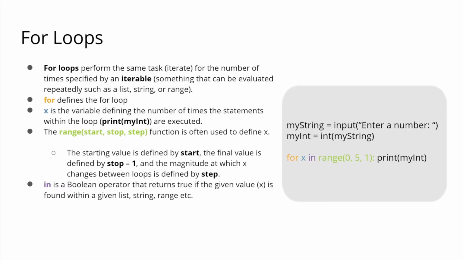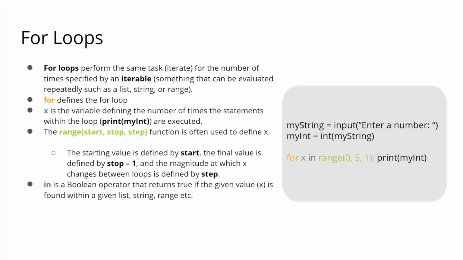Now the next topic is for loops. A for loop performs the same task for the number of times specified by an iterable, something that can be evaluated repeatedly such as a list, string or range. For defines the for loop. X is the variable defining the number of times the statements within the loop are executed. So again at the right side of the page you can see for x in range 0, 5, 1, print my int. So we can see on the left side the description for this particular code.